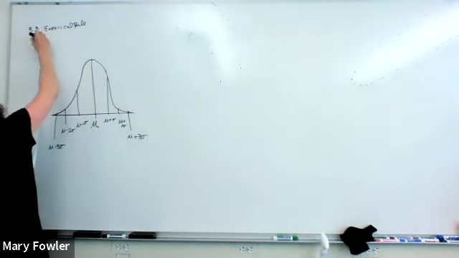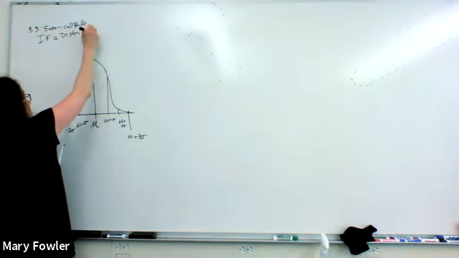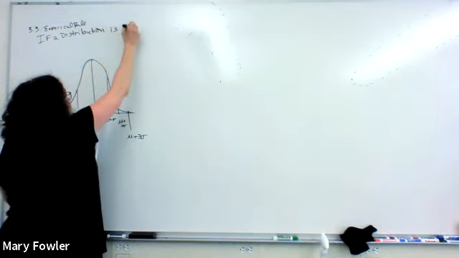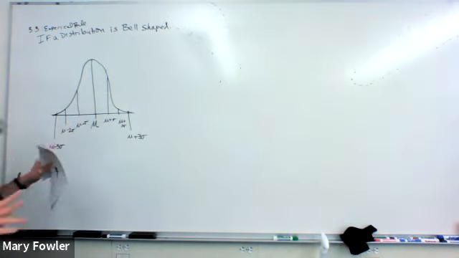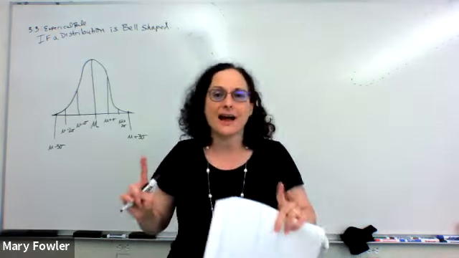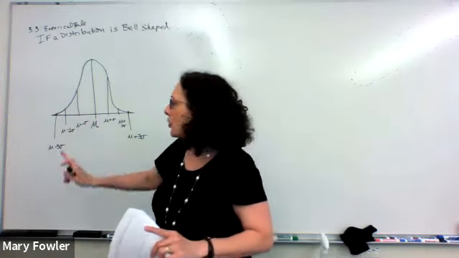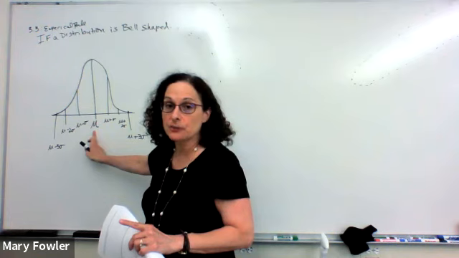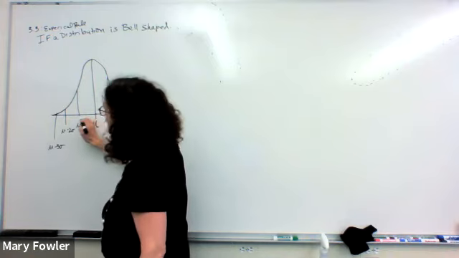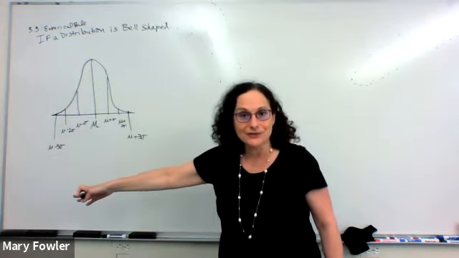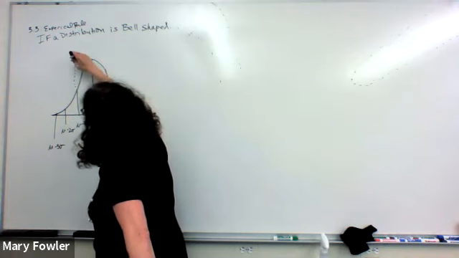If a distribution is bell-shaped, then we're going to make some statements about how many observations are within one standard deviation of the mean. So we look at the center of a bell-shaped distribution and we have the mean. According to the empirical rule, if we go over to the left by one standard deviation and to the right by one standard deviation, we're going to capture 68% of the data.